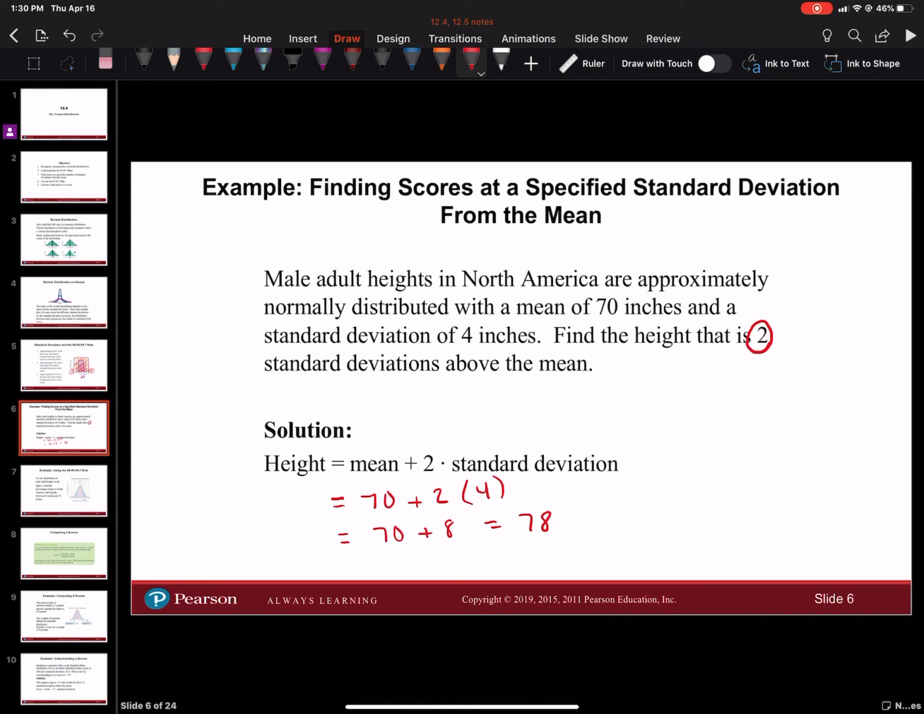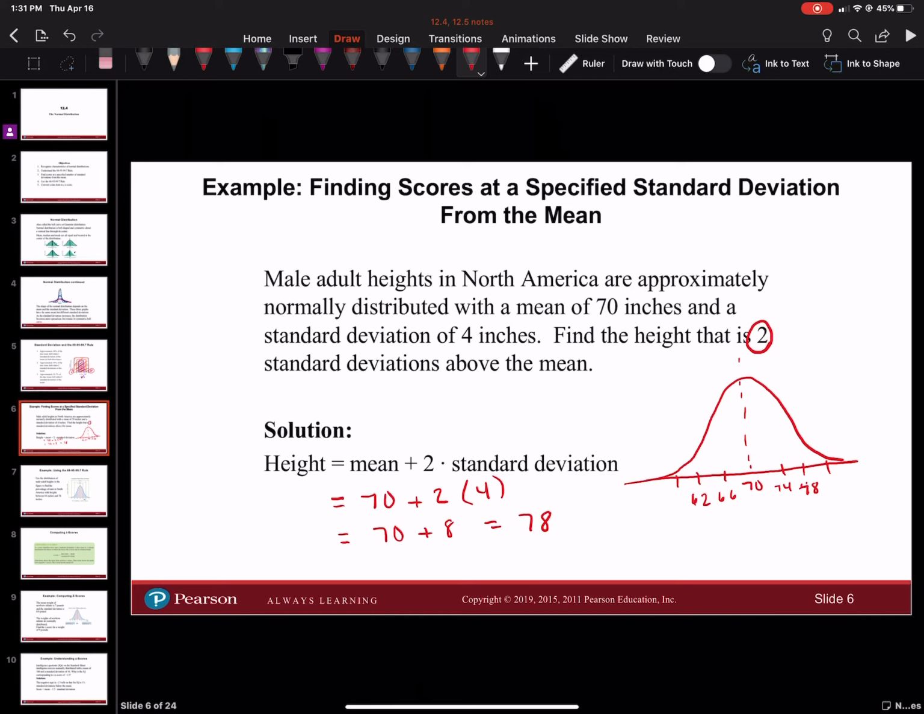So if we were to look at a bell-shaped curve, and let's say that this is our middle, our mean is 70, so we have 1 standard deviation, which would be 74. Then we have 2 standard deviations, which would be 78. Then when you go the other direction, you would subtract 4, right? So if we went to the left, we would subtract 4, so that'd be 66, then 62.